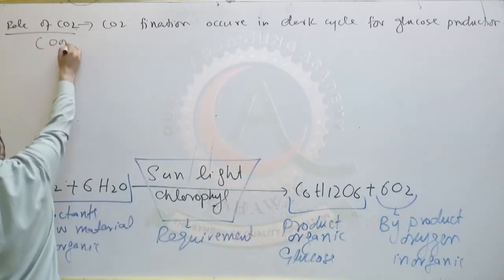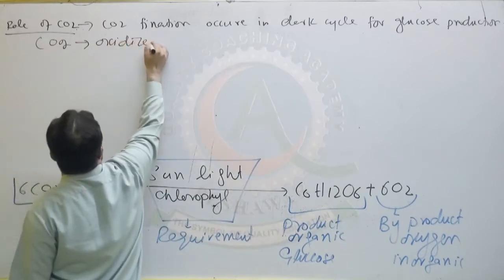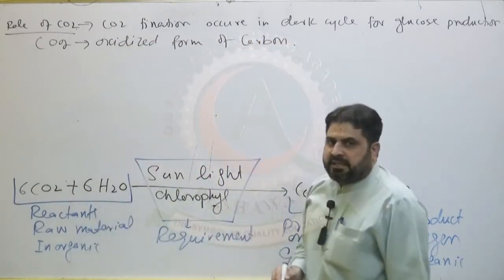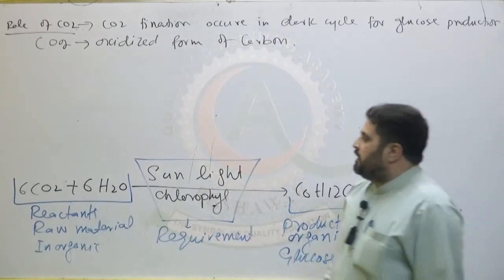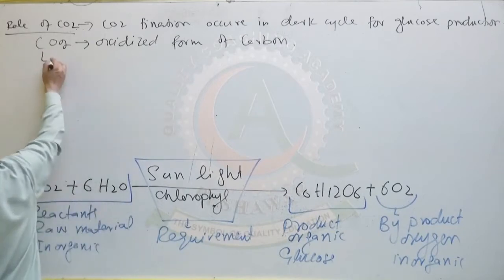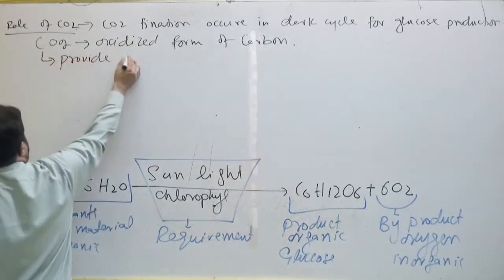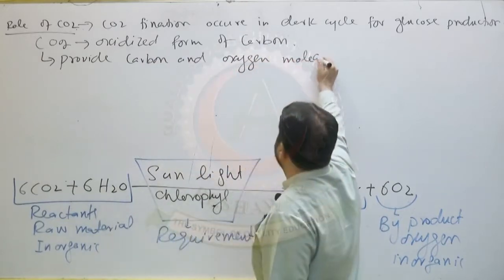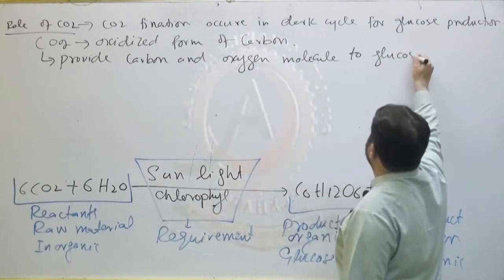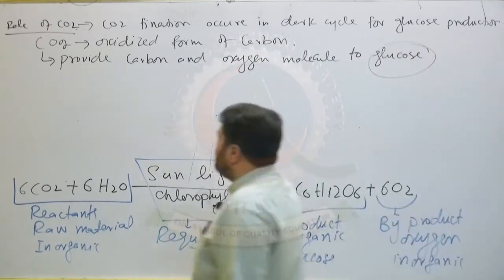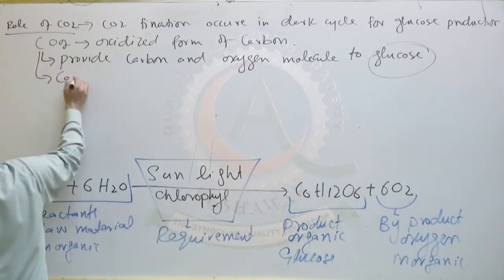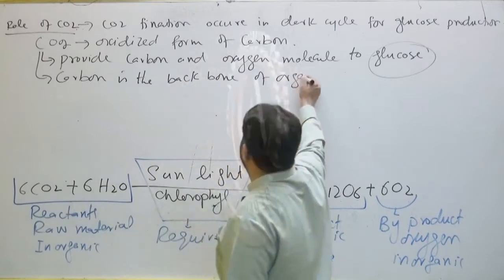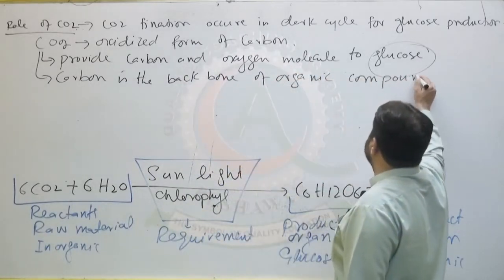Carbon dioxide is considered to be the oxidized form of carbon. And carbon dioxide is important because it provides carbon and oxygen molecules to glucose. Why? Because carbon is the backbone of organic compounds. That's why it's important.